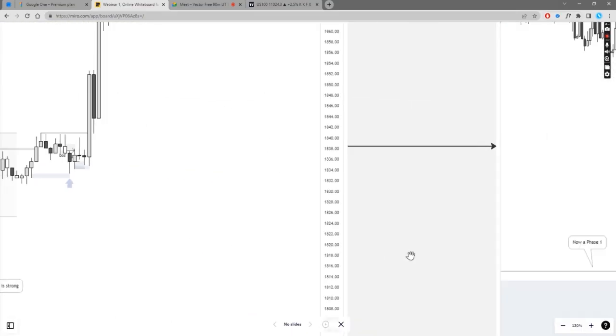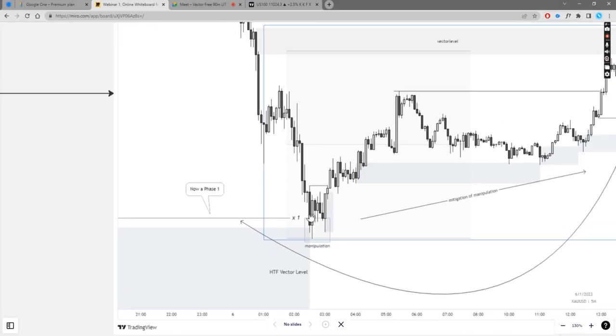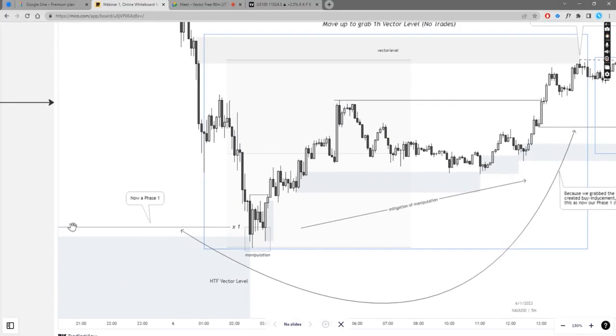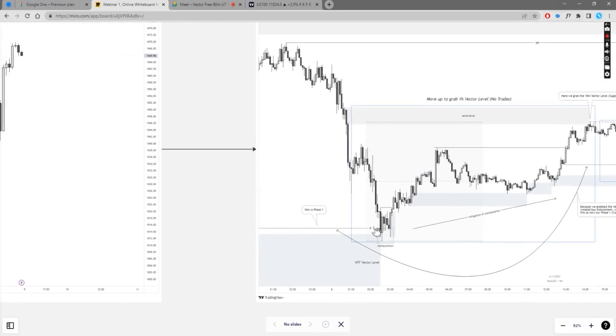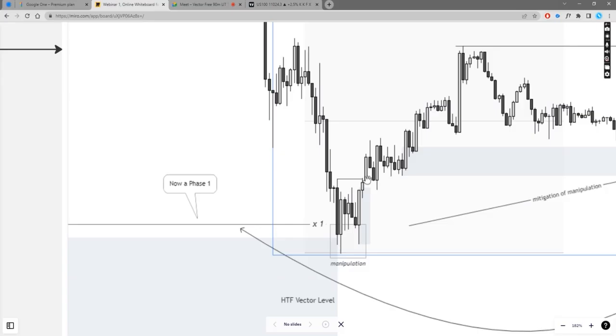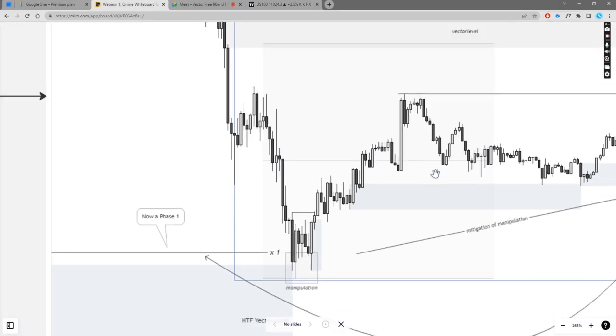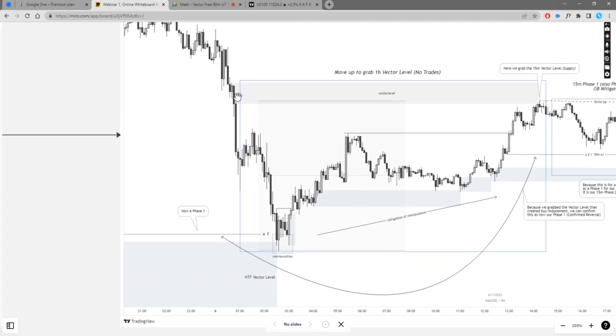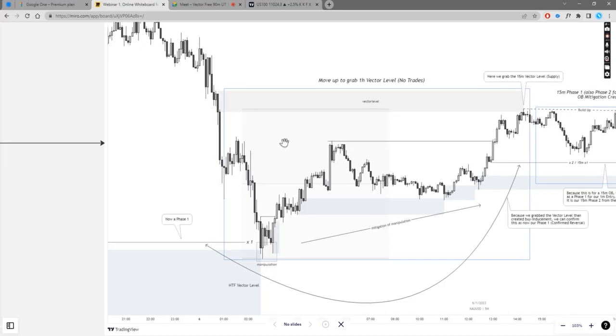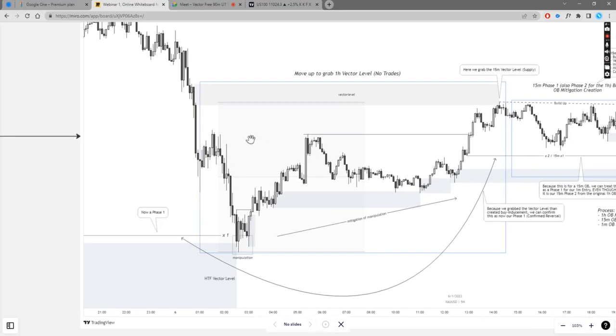So this is post tap at that vector level. So this is that vector level. This is the tap, okay. Now we had that sweep, that mitigation inducement sweep, that took it out there. We broke structure, so we had like a change of character, okay. But if we're zooming out of it, we have a vector level here, which is very important, telling us that this level is that last point of supply that's valid with the imbalance and has potential inducement here as well. So you really got to respect your vector level, and you can't trade until you reach that level.